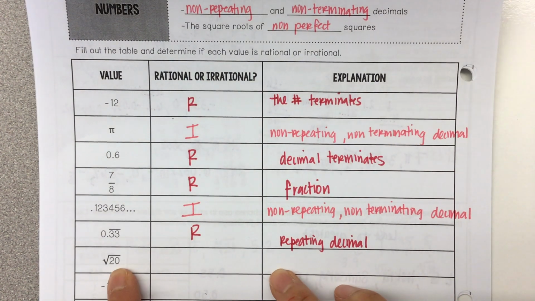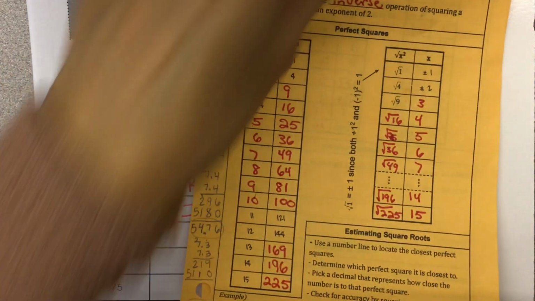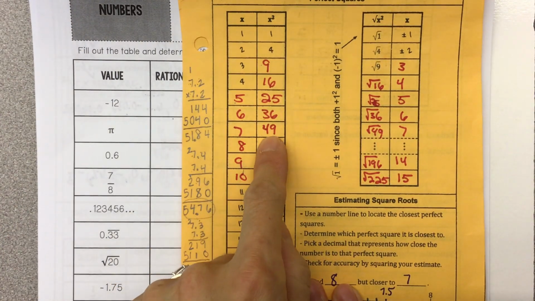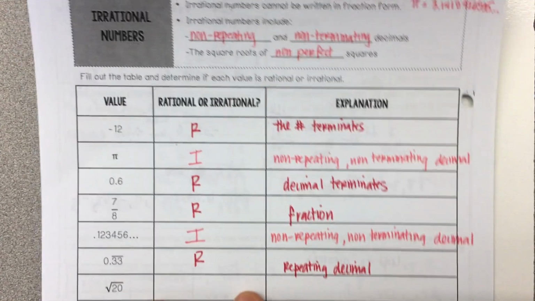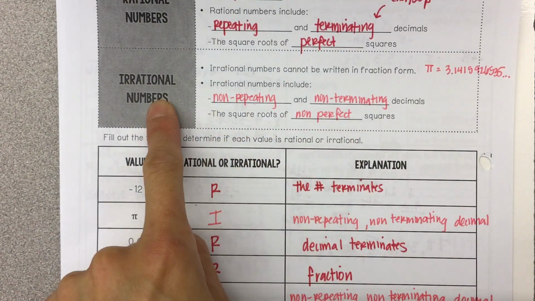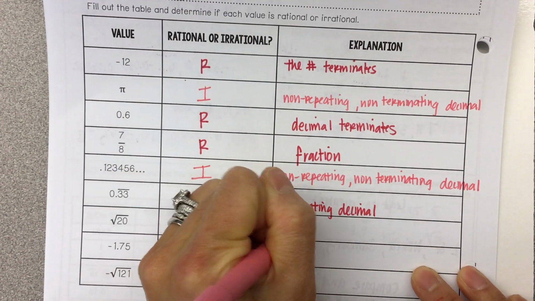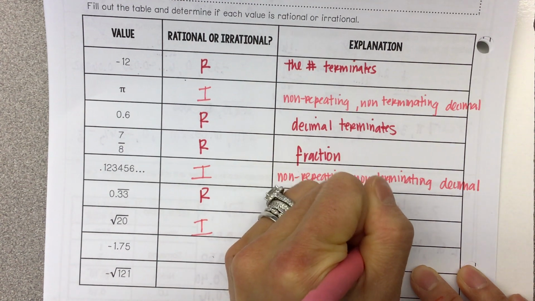Okay, this one, square root of 20. If you need your list, do you see 20 on here? Nope. So this one is not a perfect square. So non-perfect squares are irrational. So I'm going to write non-perfect square.